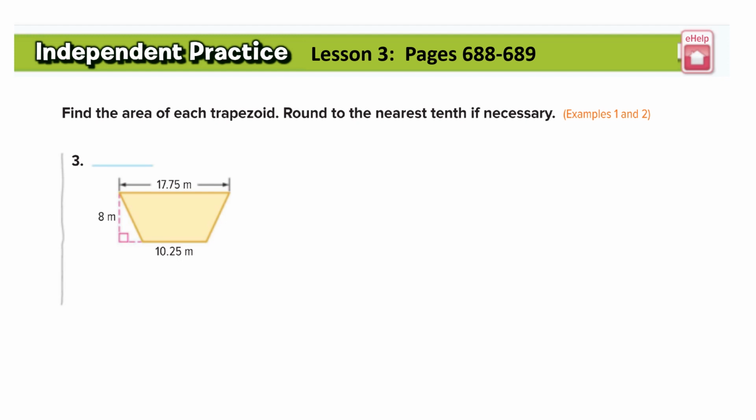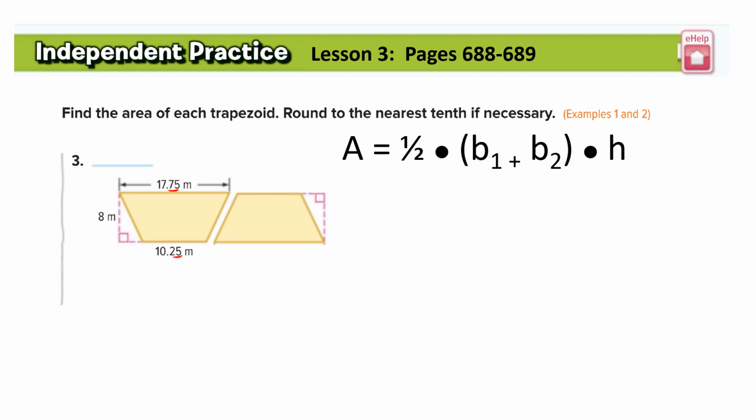Question 3. Find the area of each trapezoid. Round to the nearest tenth if necessary. Now I might end up rounding now, because if you look here, I have values that are in the hundredths place. Okay, so here we have our formula. And to help us visualize, I'm going to duplicate and turn our trapezoid. So this would be base 1, and this is base 2, and that's 17.75 meters.